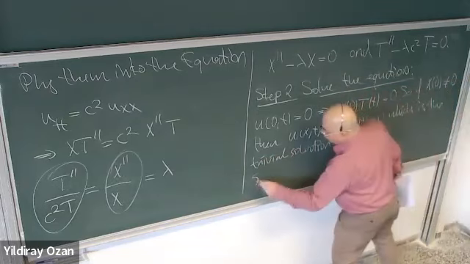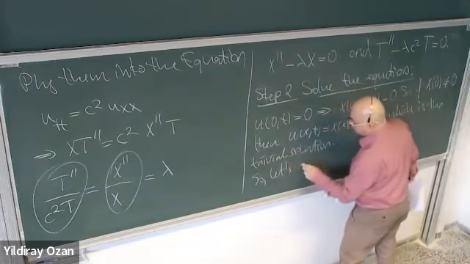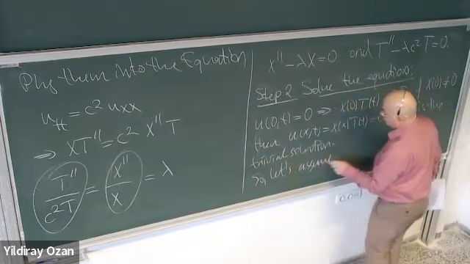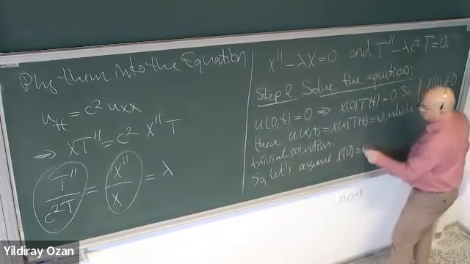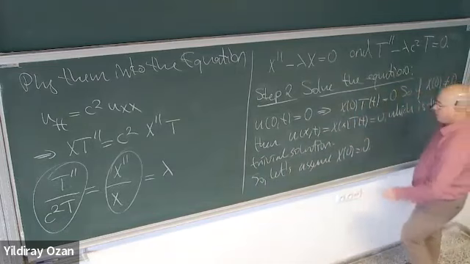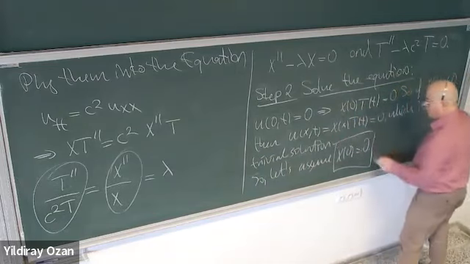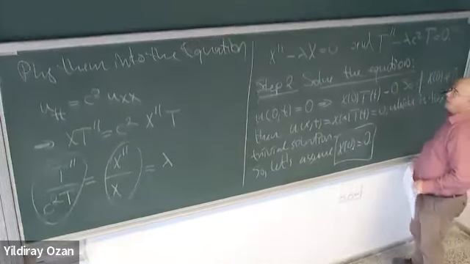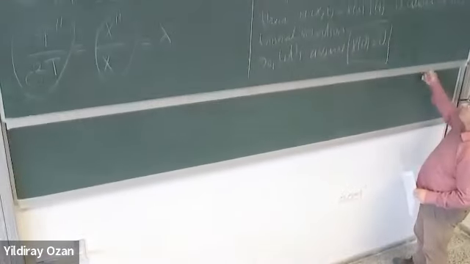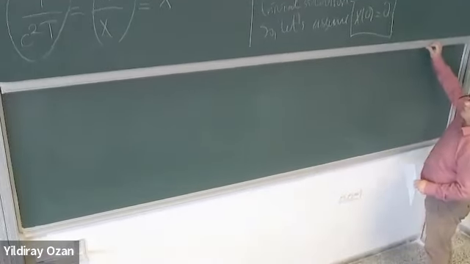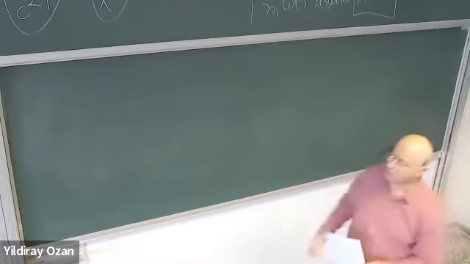So let's assume x of 0 equals 0. So we have this condition. What else do we have? We have also the other condition.